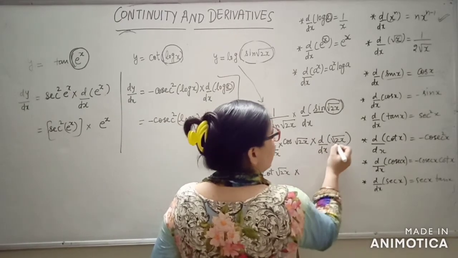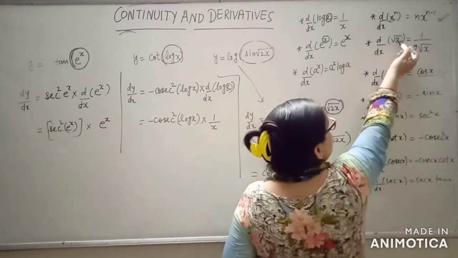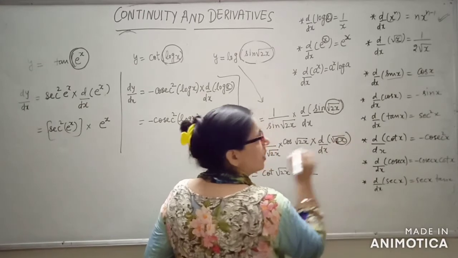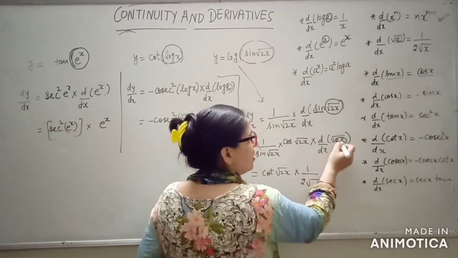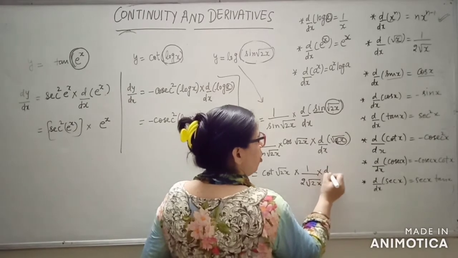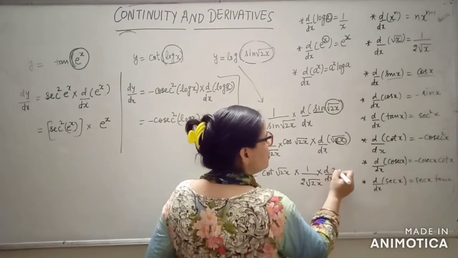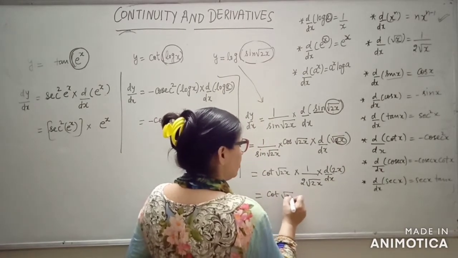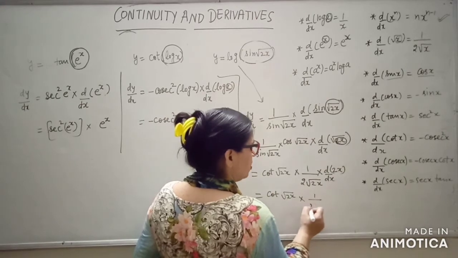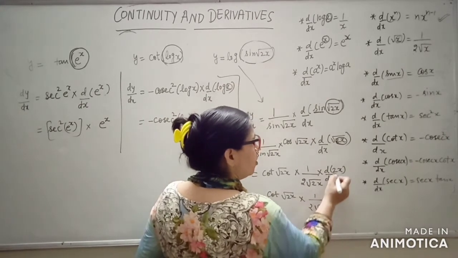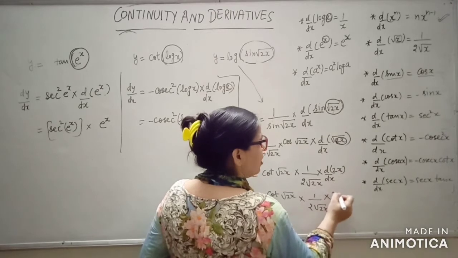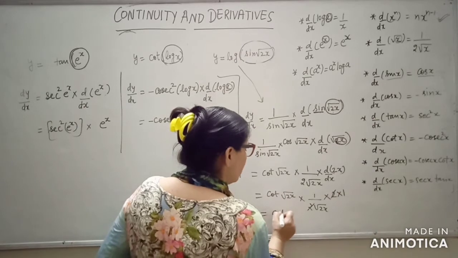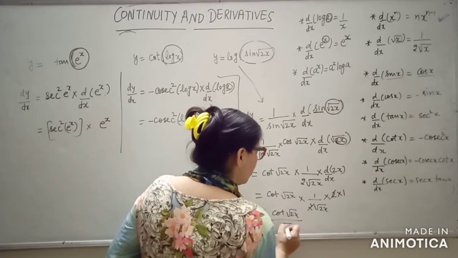So the derivative of the square root of x is 1 upon 2 root x. So it is 1 upon 2 root of what we took as x, into the derivative of what we took as x, that is the derivative of 2x. So this is cot of root 2x into 1 upon 2 root 2x into 2, because it is multiplied with x, it will remain as it is. The derivative of x is 1, 2 cancels by 2, so this is cot root 2x upon root 2x.